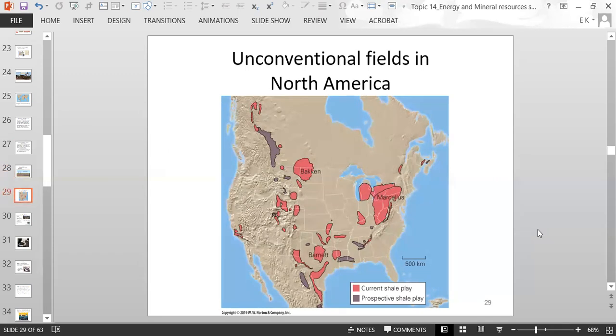And this is a map of North America showing you the unconventional fields. So the pink color is the current areas where they are collecting hydrocarbons from. And then the purple is prospective areas.